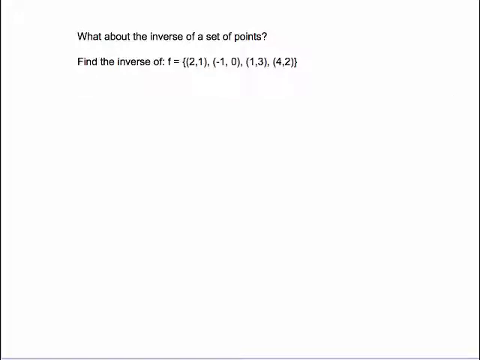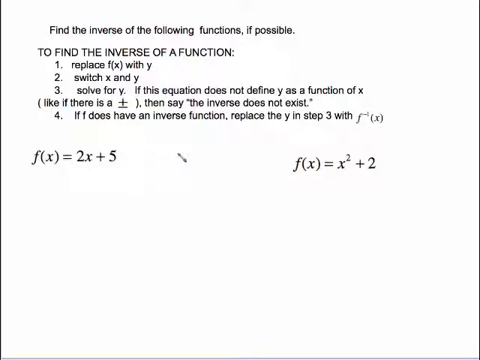Can you find the inverse of a set of points? Yes, very easily. You just take those points and you swap them around. So instead of looking at a graph and having to pick out the original points yourself, you just swap them around from the ordered pairs. So that's even easier than looking at a graph. So to find the inverse of a set of points or a graph, all you have to do is swap your x and your y, and that will be your new function.